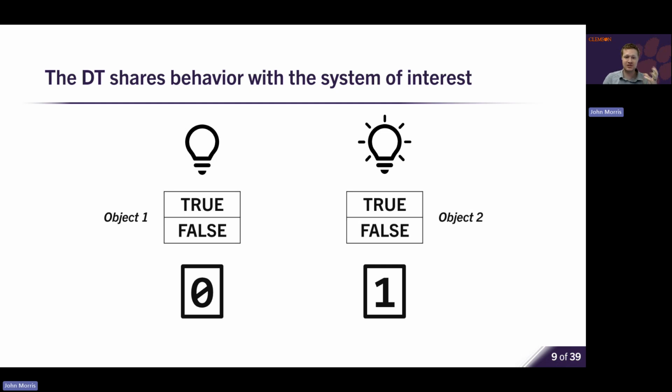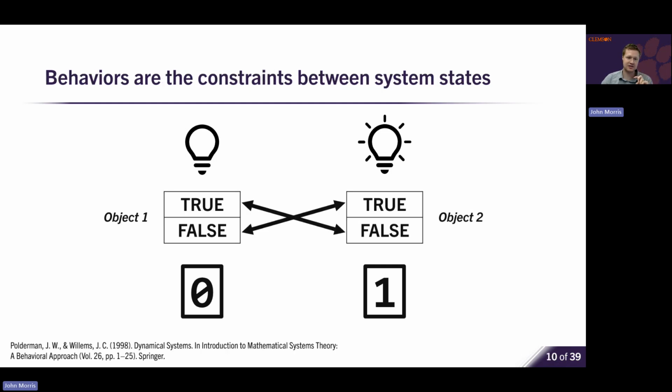The light bulbs are behaving so that one is always on and one is always off. That's how the system behaves. We can represent that by this set of constraints over here. See these arrows that indicate that if the light bulb is on, then this one is off, and vice versa. If this light bulb is off, the other one is on.